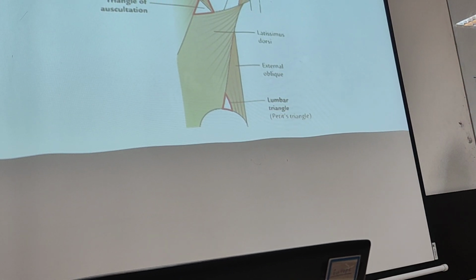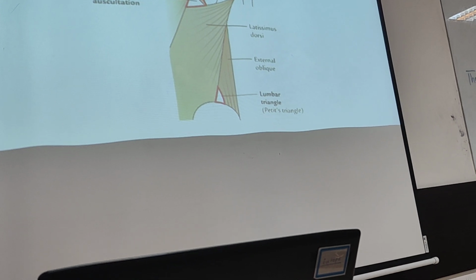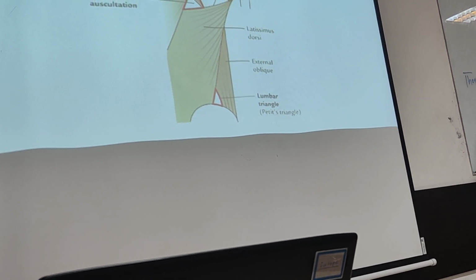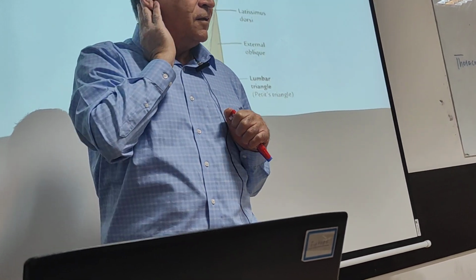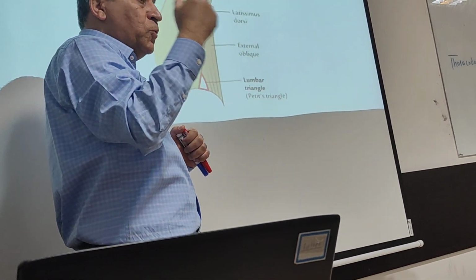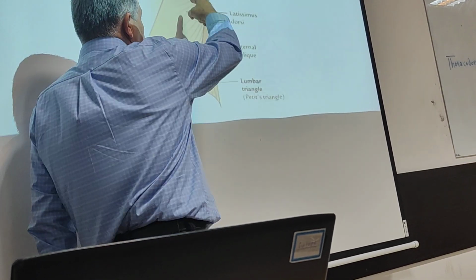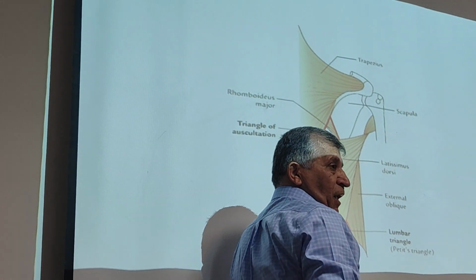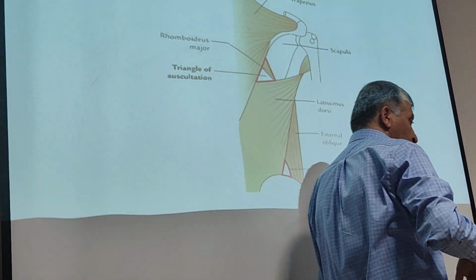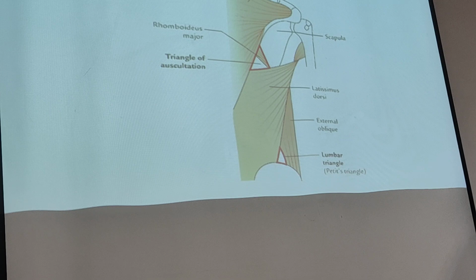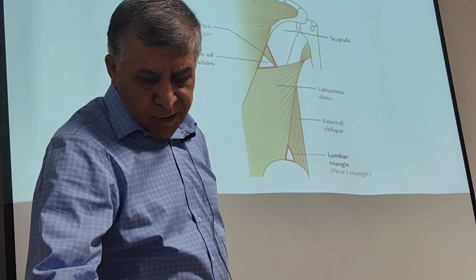The auscultation triangle is bounded by trapezius, latissimus dorsi, and scapula. How can you find this triangle? The medial side of the inferior angle of the scapula is the location of the triangle. Okay?